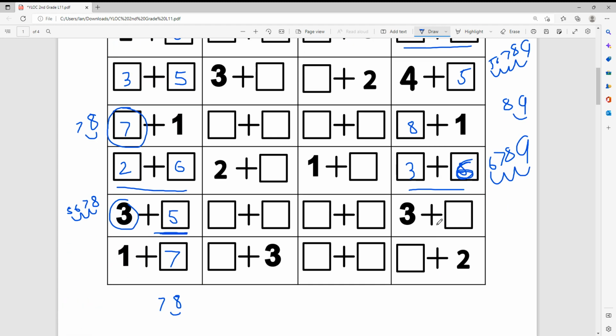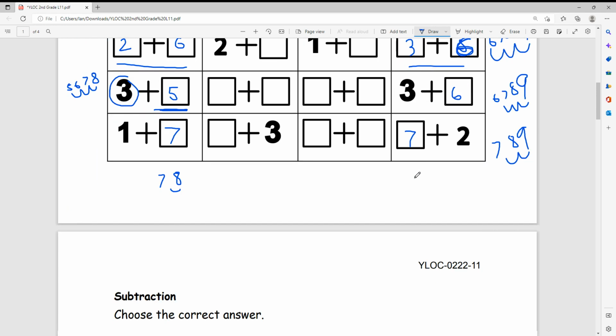Then 3 plus something to equal 9, we do 9, and then we do 1, 2, 3. And then we count down, 8, 7, 6. Finally, 2 plus something to equal 9, move down by 2. It's 8 and 7. So answer 7 here.